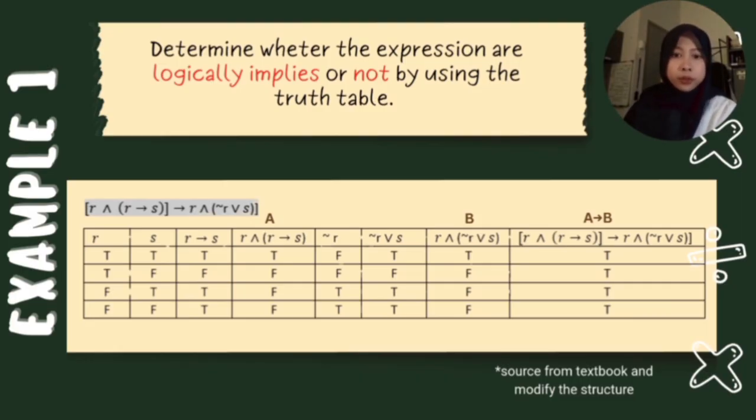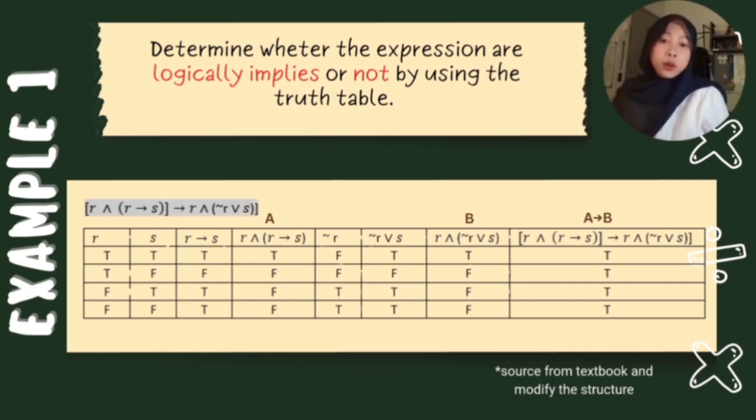So here we have two statements, which are R and S. For R, we write true, true, false, false, and for S, we write true, false, true, false. Next, we have R implies S, where R is the hypothesis and S is the conclusion, and we got true, false, true, true. Next column, we separate it for A, which is R and in bracket R implies S. We got true, false, false, false.